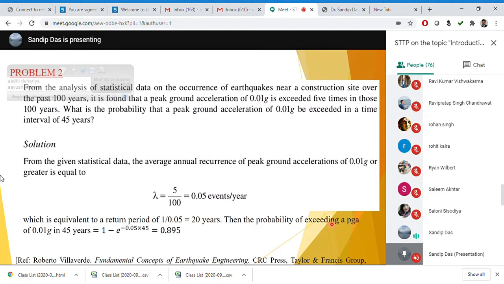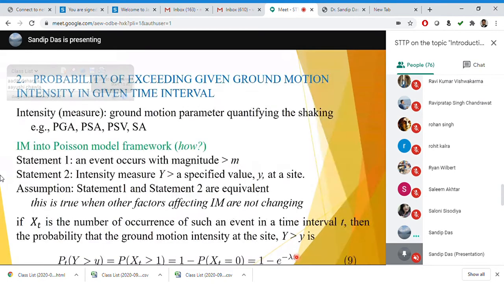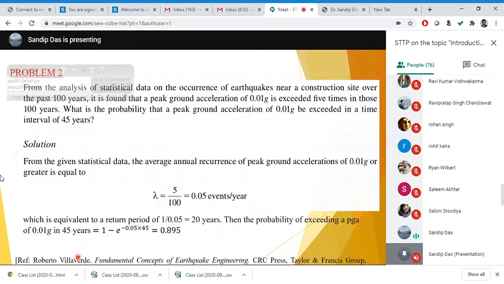Then what is the probability of exceeding a PGA of this in 45 years? It is 1 minus e to the power minus lambda t. So this is the formula, right? There's a t here. So this is how that time interval is actually getting into the hazard, which is Y exceeding certain values. Now it is clear: if t is increasing, what is happening? A negative power is increasing, right? That means that entire quantity is reducing, and it is 1 minus of that. That means your hazard is increasing. So the increment of hazard is common sense, but quantitative estimation is not. So for that you need to use this formula.